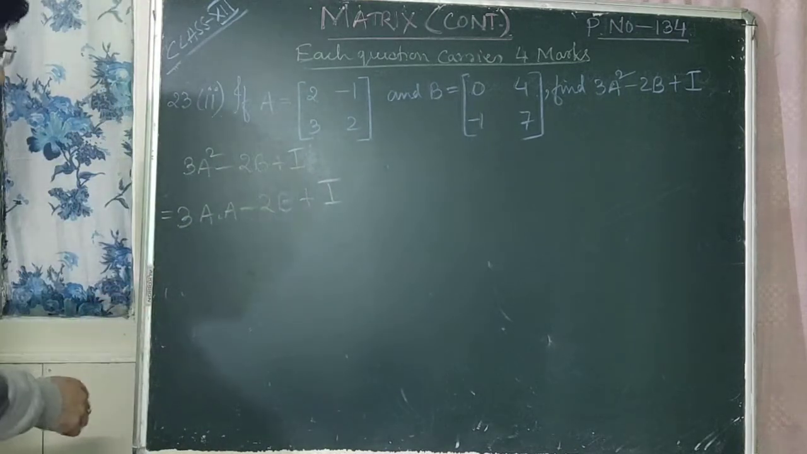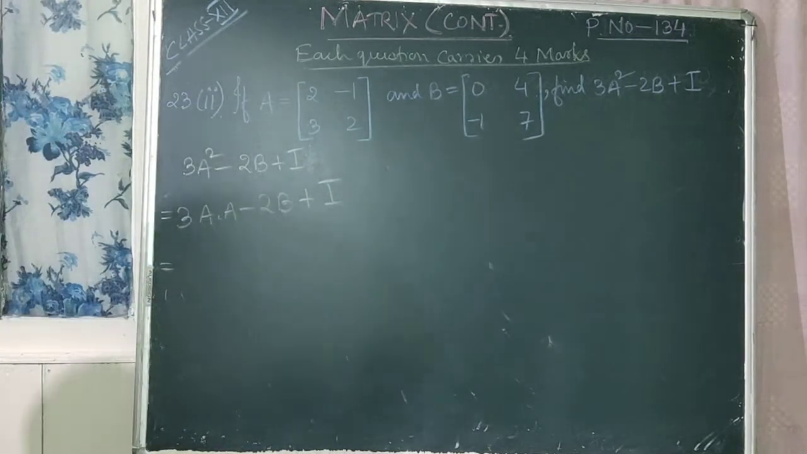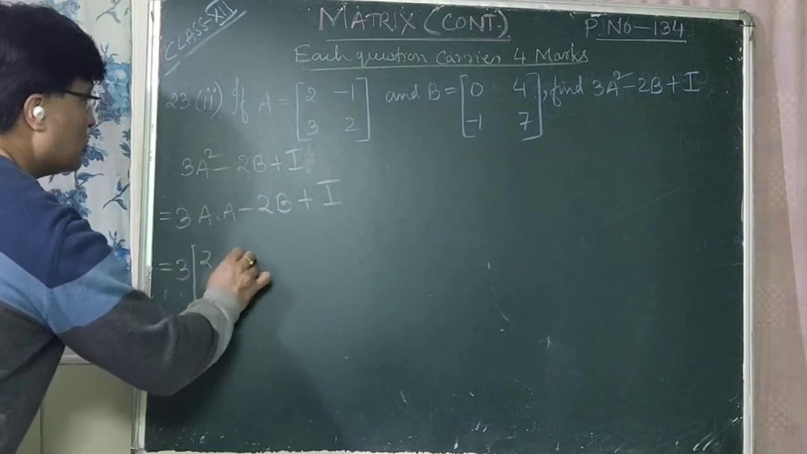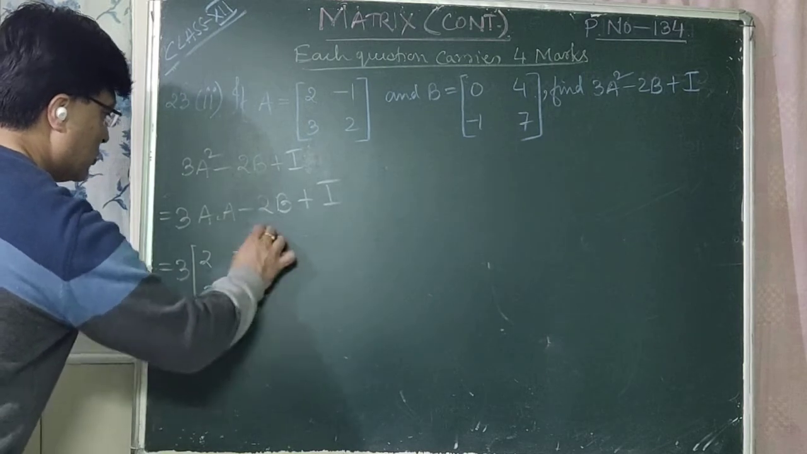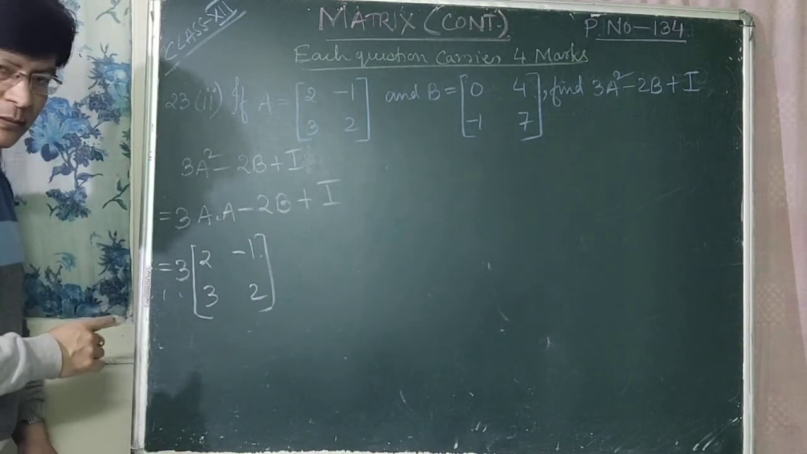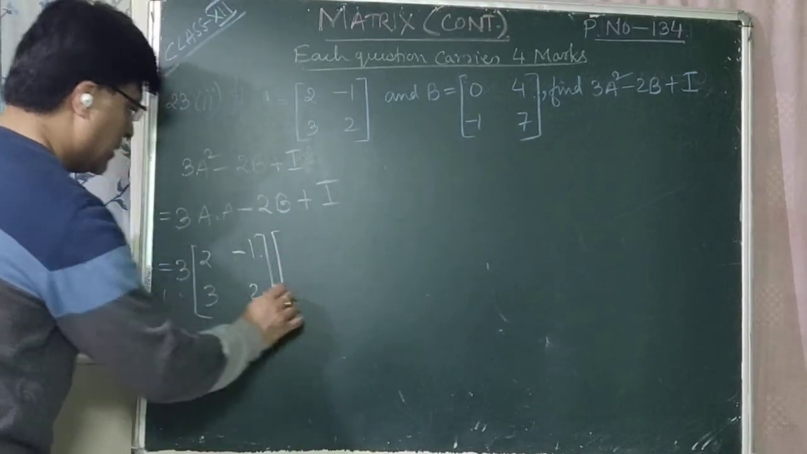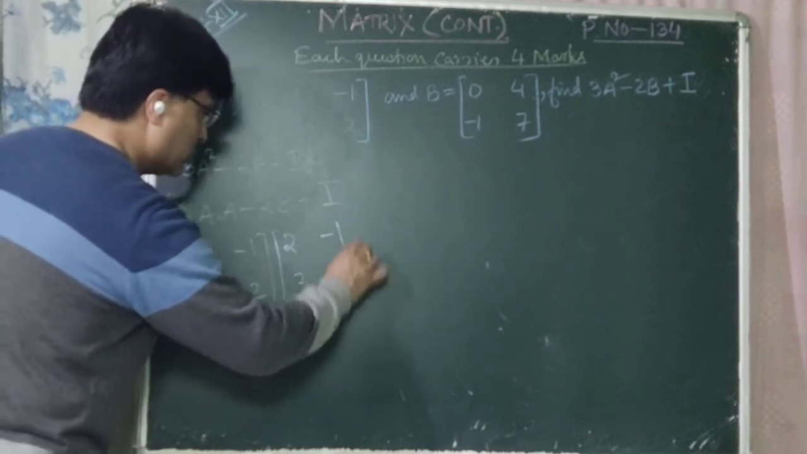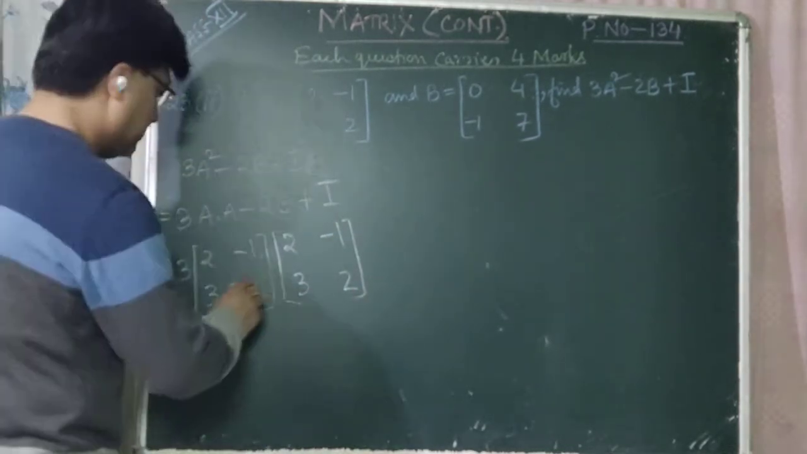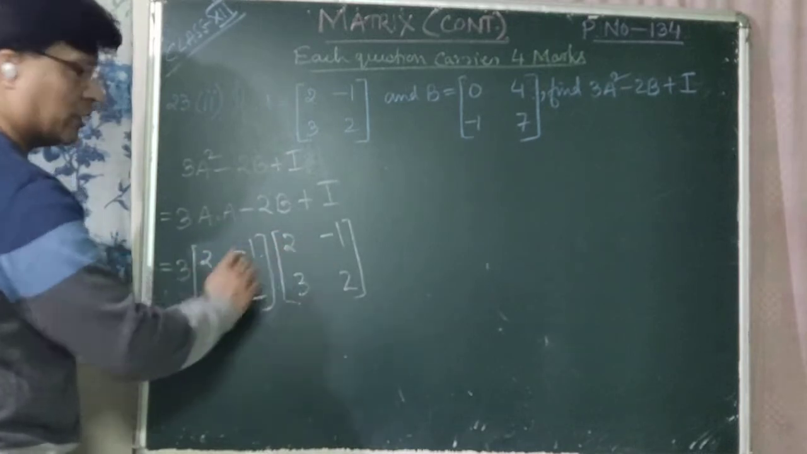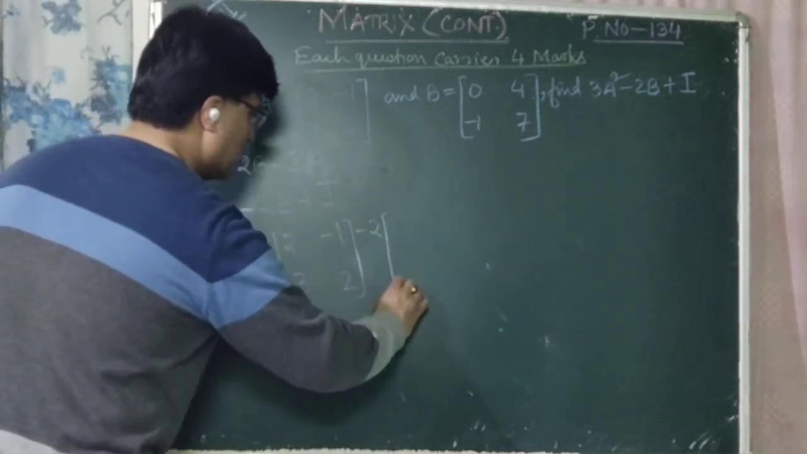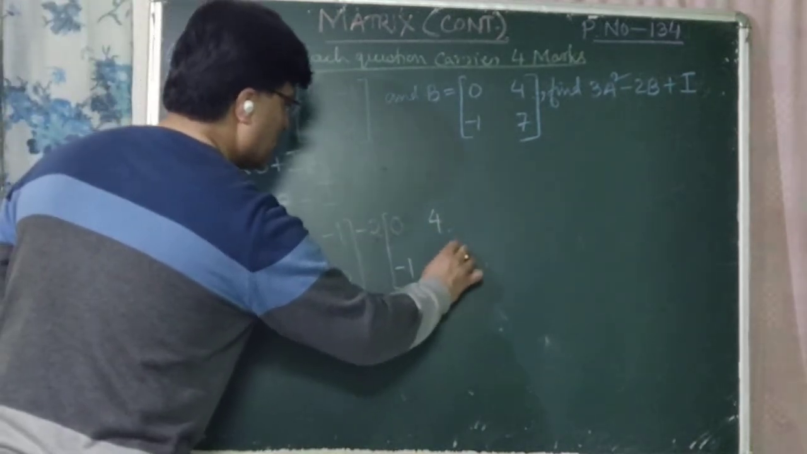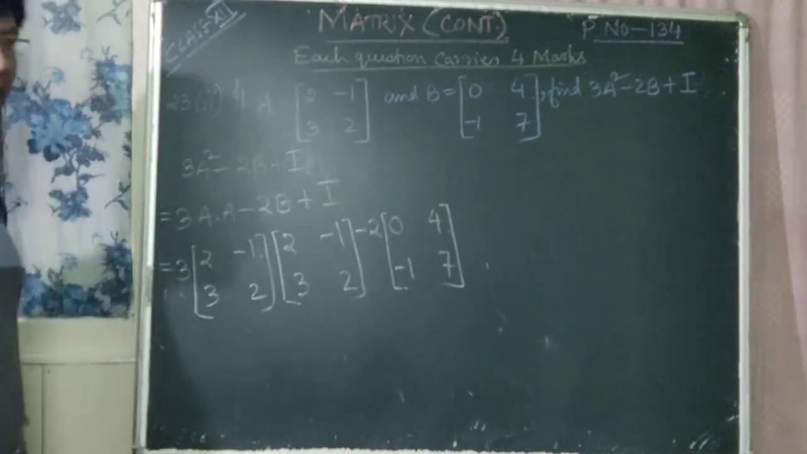So let us find out this matrix. What will you write? 3 into, what is A out here? This is 2 minus 1, 3, 2, right? Again, you have to write the matrix A, that is 2 minus 1, 3, 2. Minus 2 into, what is B out here? It is 0, 4, minus 1, 7. This is your B matrix.